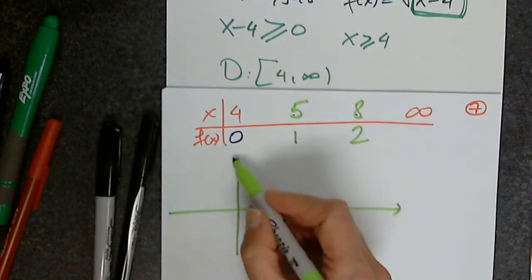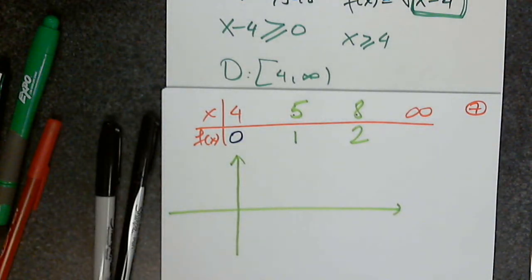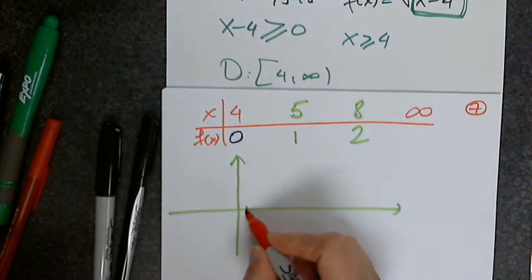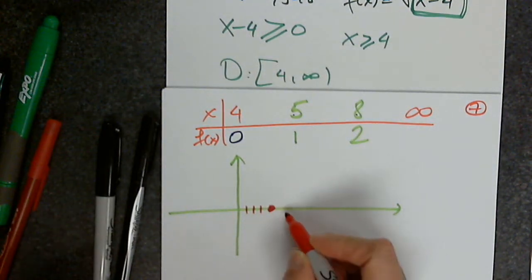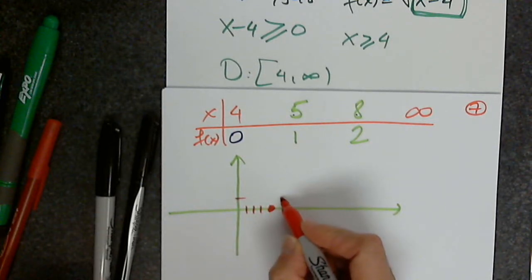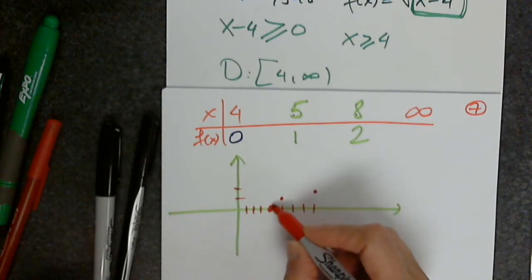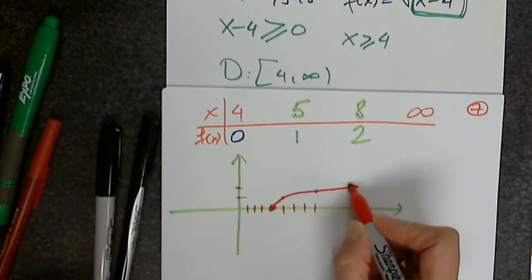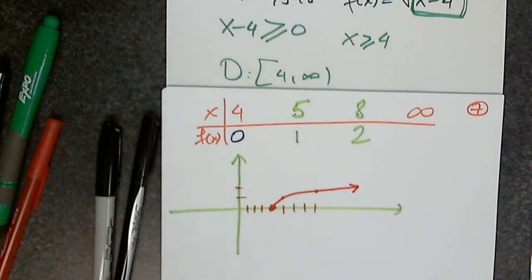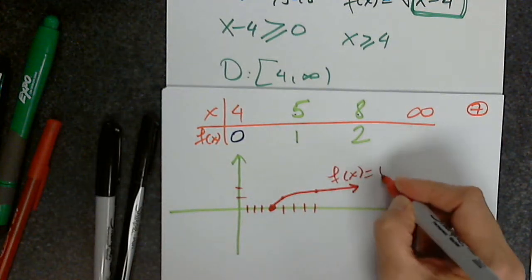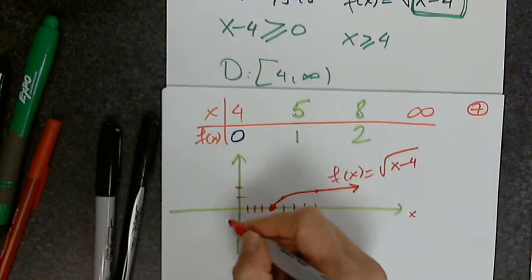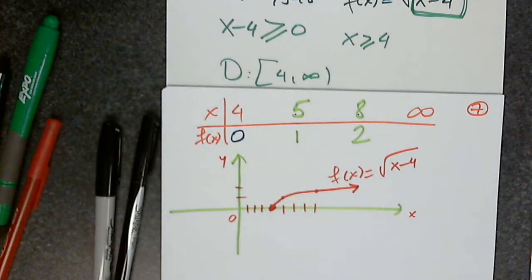Okay. First ordered pair from left to right, please. 4, 0. And then 5, 1, 6, 7, 8, 2. And here it is. We have the domain, we have the graph, and this is our graph f of x, the square root of x minus 4. And now I would like to ask you, what is the range of this function?